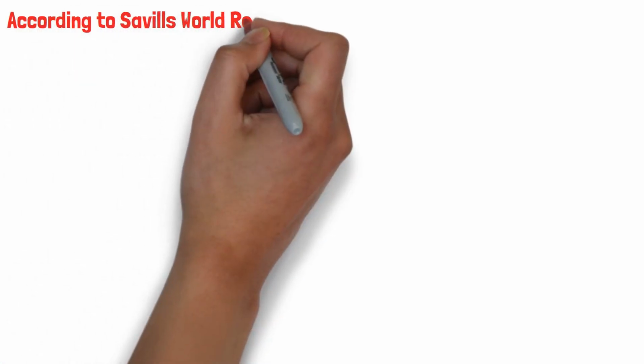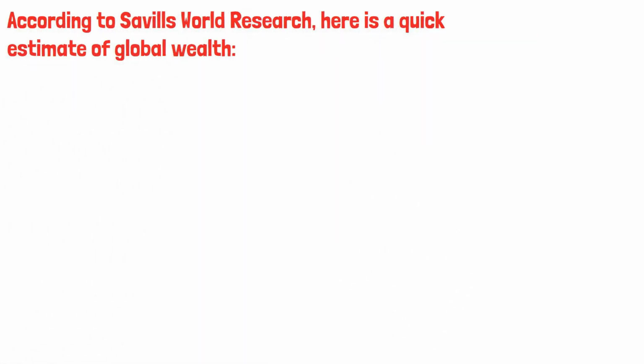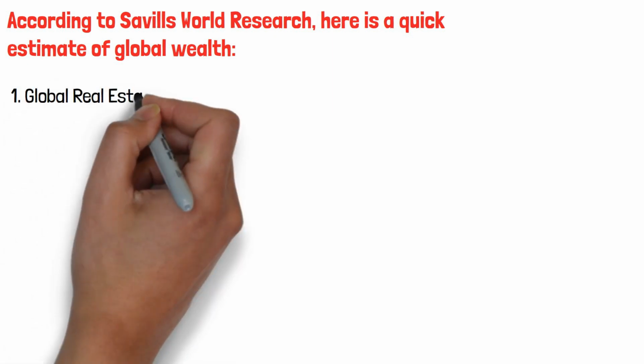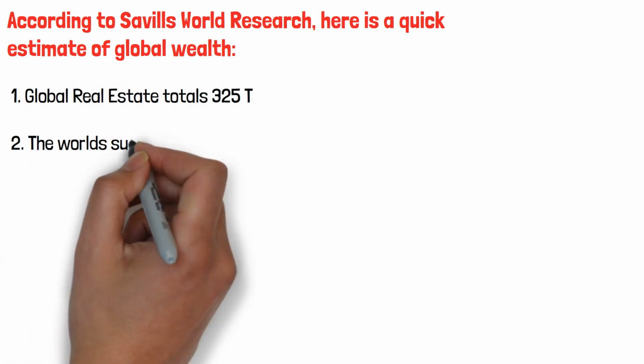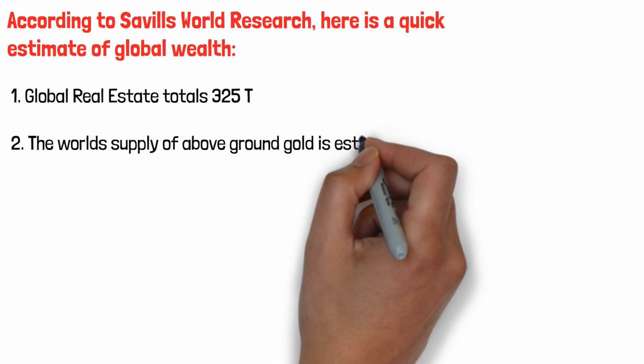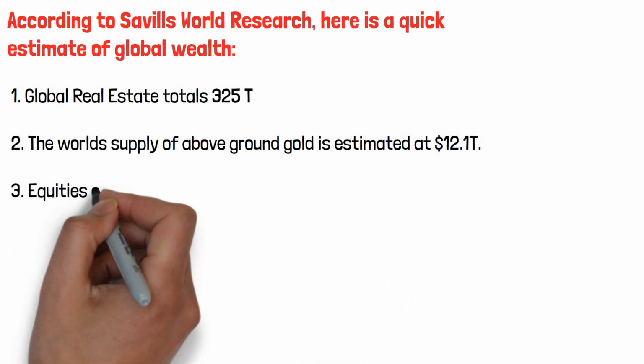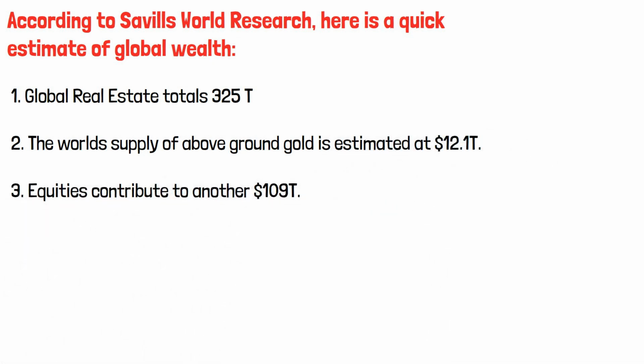According to Seville's World Research, here's a quick estimate of global wealth. Global real estate totals $325 trillion. The world supply of above-ground gold is estimated at $12.1 trillion. Equities contribute to another $109 trillion.